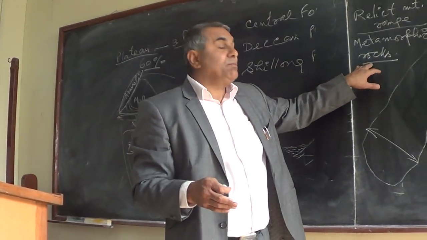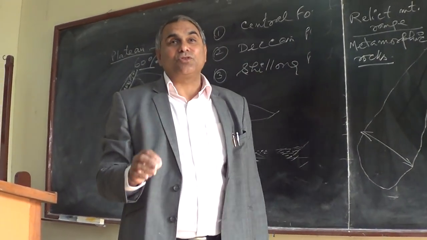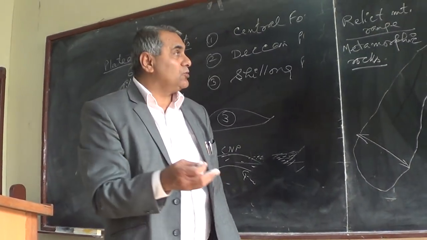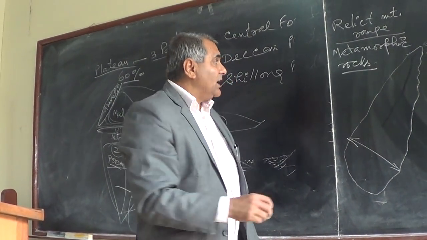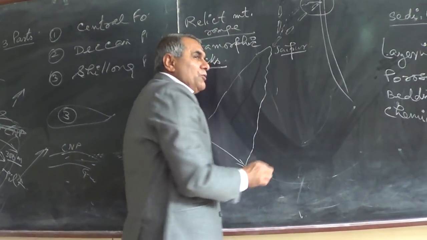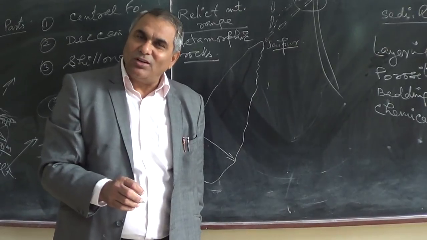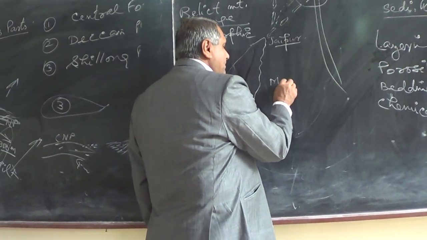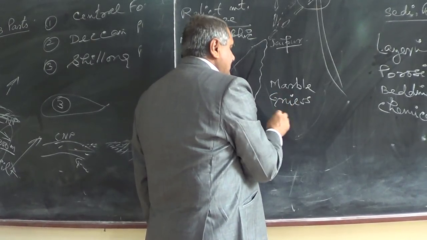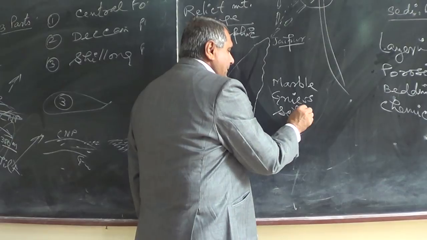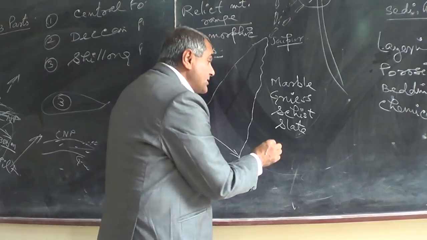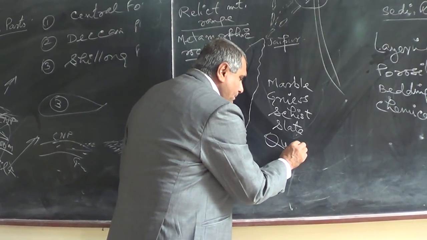Originally it was composed of igneous rocks, and these igneous rocks were metamorphosed again. And what are the metamorphic rocks? It is composed of, you know, from where the marble comes, all Rajasthan, marble, gneiss, schist, slate, and quartzite, most important, quartzite.